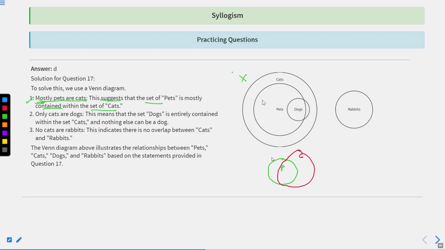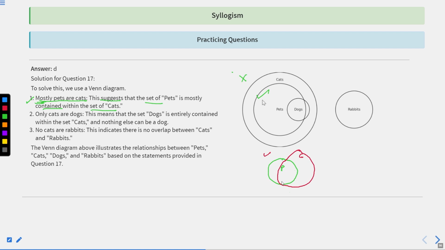Now this particular Venn diagram seems to be correct because the statement says that mostly pets are cats, which means mostly contained within the set of C. But there should be some portion that should not be contained within the circle of cats, and should be outside the purview of the circle cats, because it is saying mostly pets are cats. It is not saying that all pets are cats. If it would have said that all pets are cats, this diagram would have been correct. But it is saying mostly pets are cats.